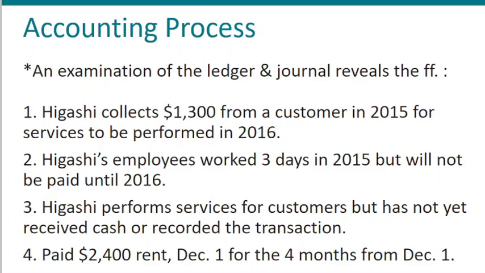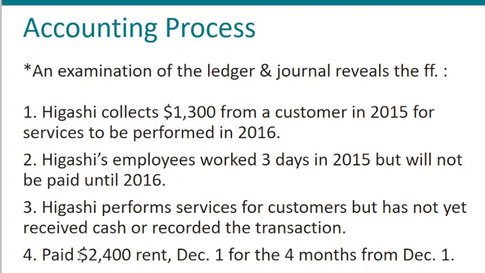In addition to this, an examination of ledger and journal reveals the following. Number 1, Higashi collects 1,300 from a customer in 2015 for services to be performed in 2016. It was not yet performed. Number 2, Higashi employees worked 3 days in 2015 but not be paid until 2016. Number 3, Higashi performed services for customers but has not yet received cash or recorded the transactions.